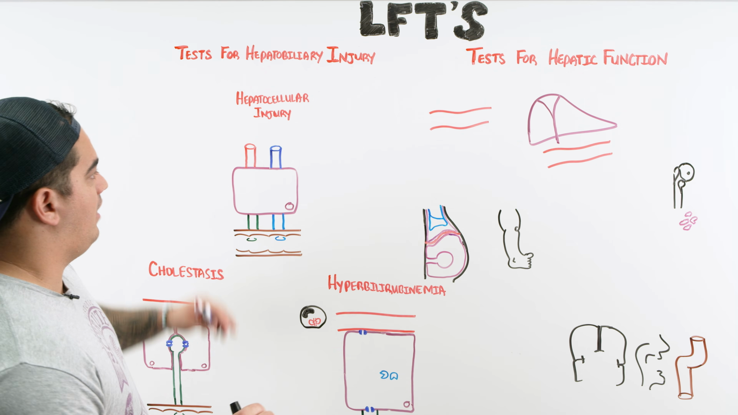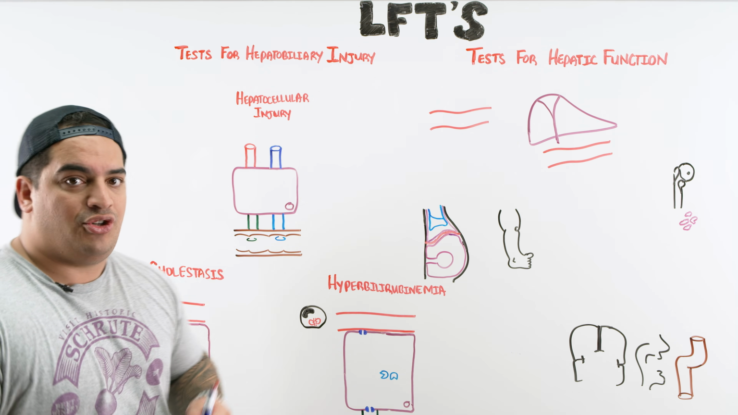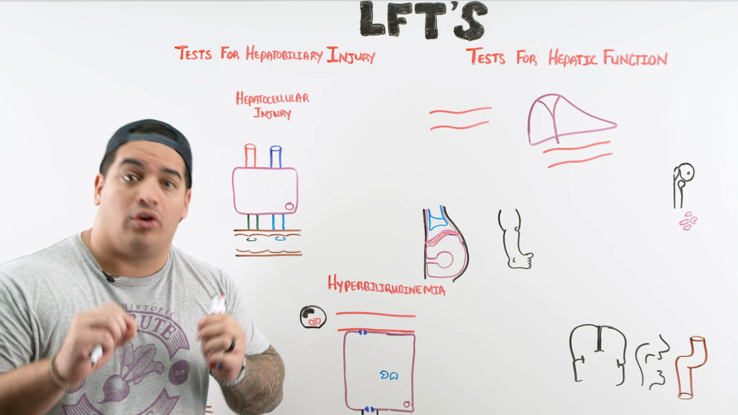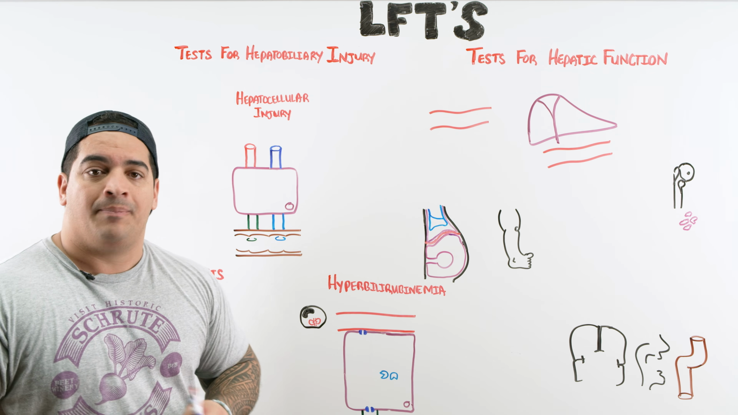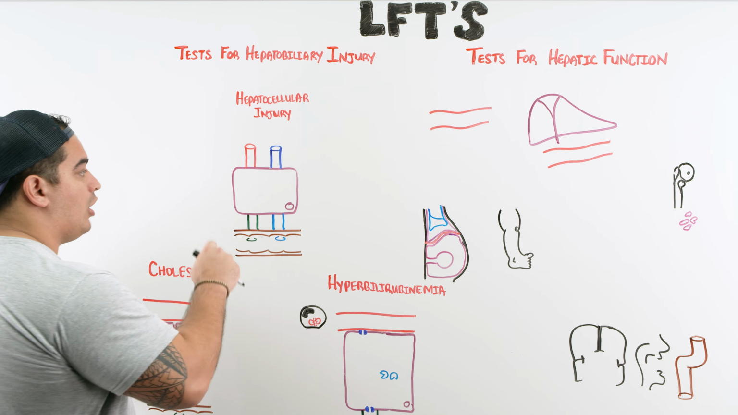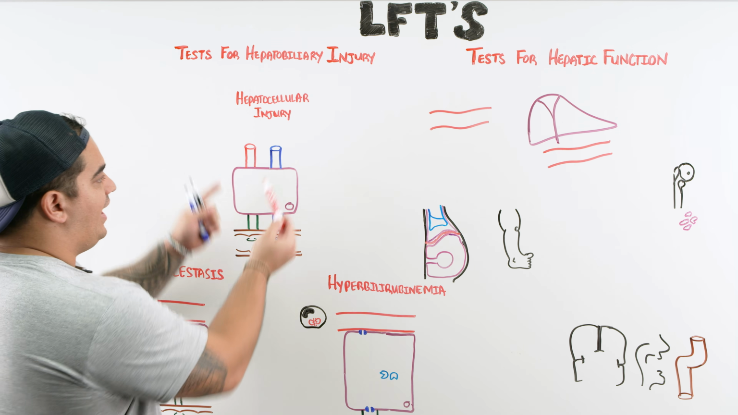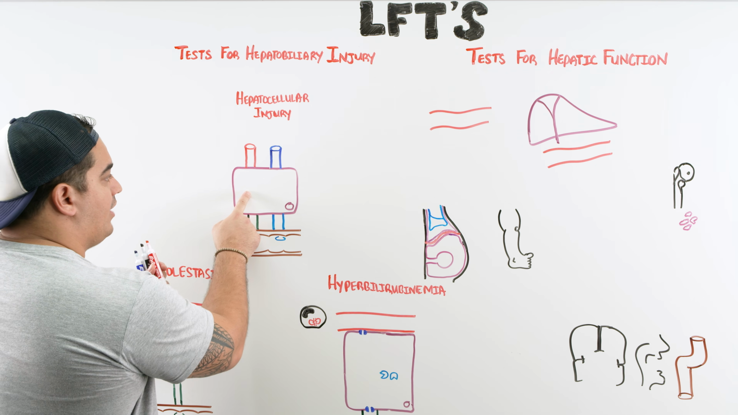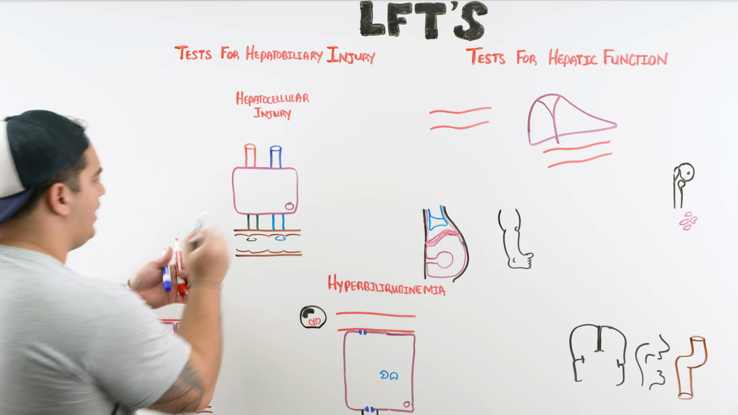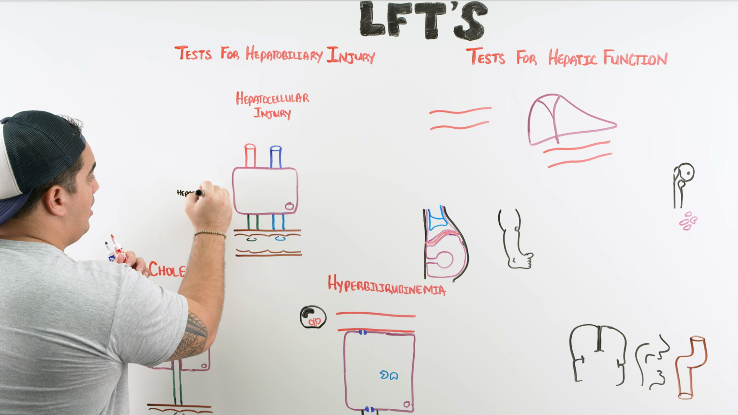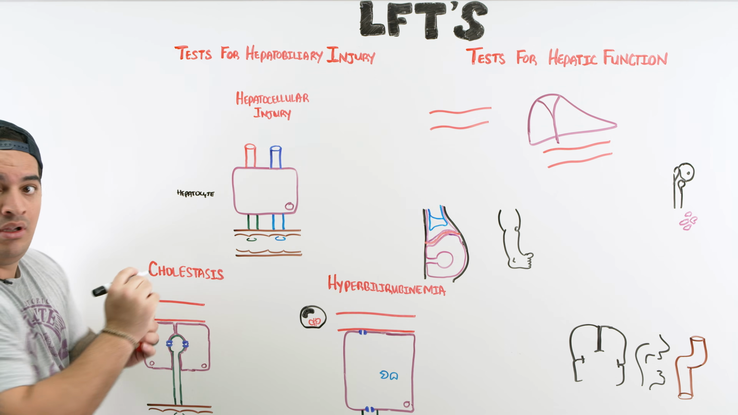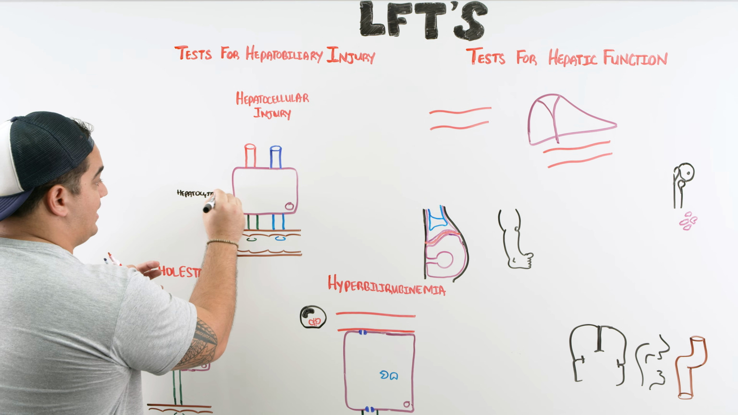If you send off those LFTs, there's three things that you want to keep in your mind as you're working these patients up. The first one: is there evidence of hepatocellular injury? Oftentimes, the way that we determine hepatocellular injury is, if I take this basic diagram here, here's our hepatocyte. This is just one component of the liver. I'm looking at a bunch of these little hepatocytes here.